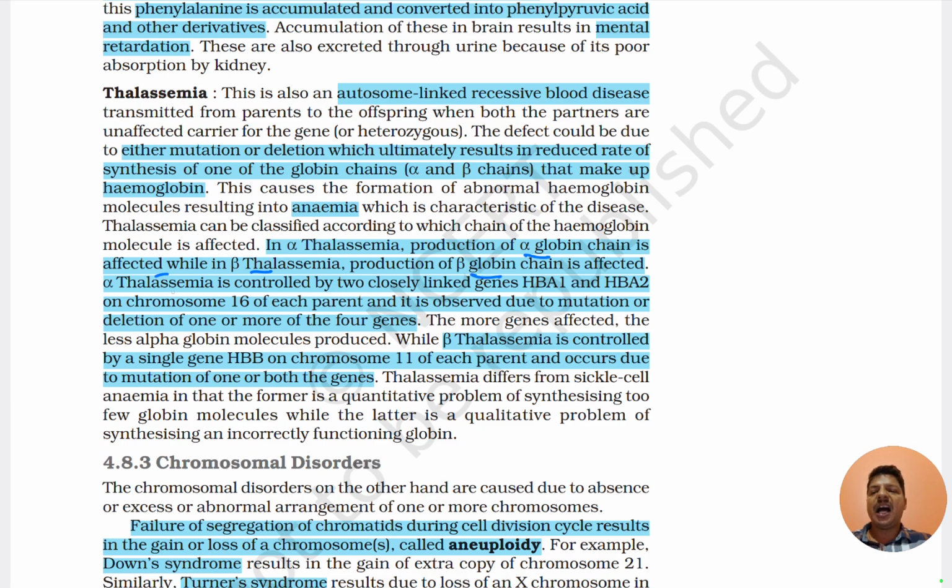Alpha thalassemia is controlled by two closely linked genes, HBA1 and HBA2, on chromosome 16 of each parent. It is observed due to the mutation or deletion of one or more of the four genes. The more genes are affected, the fewer alpha globin molecules are produced. While beta thalassemia is controlled by a single gene, HBB, on chromosome 11 of each parent, and occurs due to the mutation of one or both the genes.